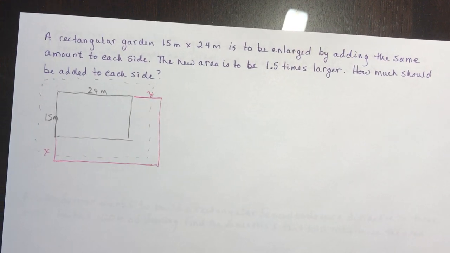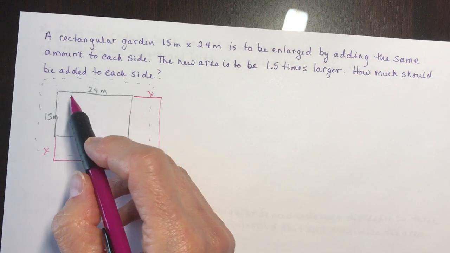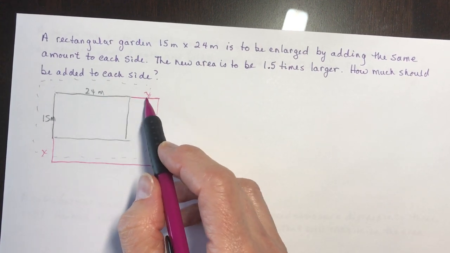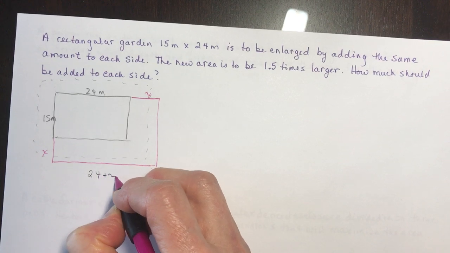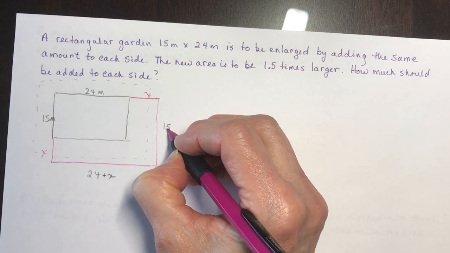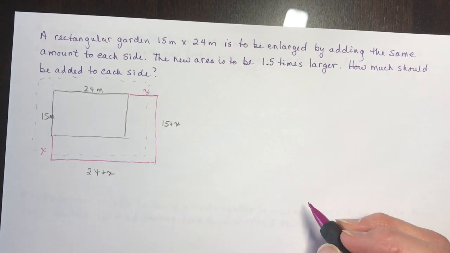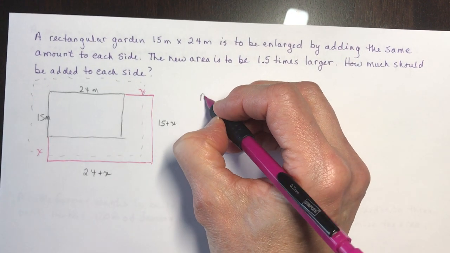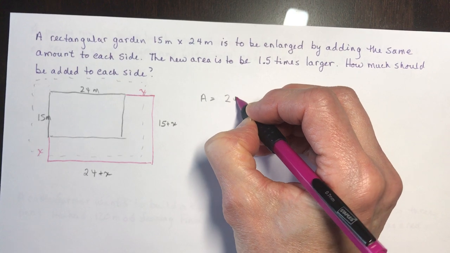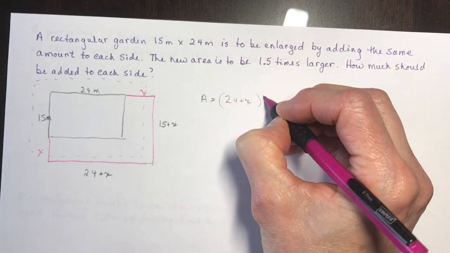If I said I'm going to do 24 plus x, so this length is now going to be 24 plus x, and this is going to be 15 plus x. So my garden is now going to be area equals 24 plus x times 15 plus x.